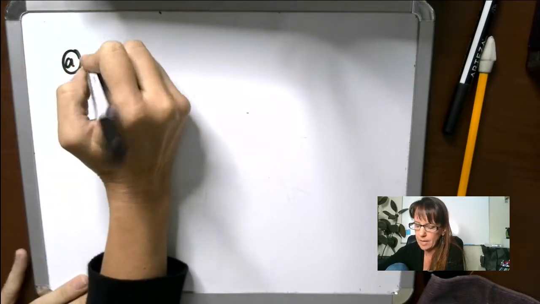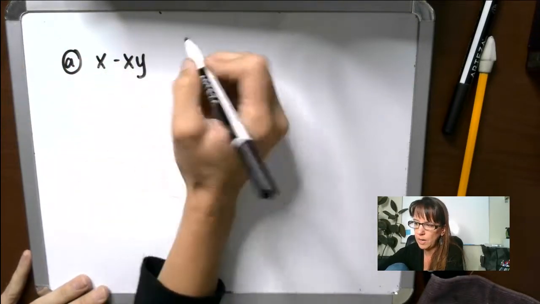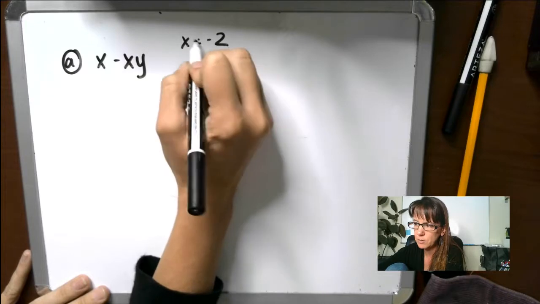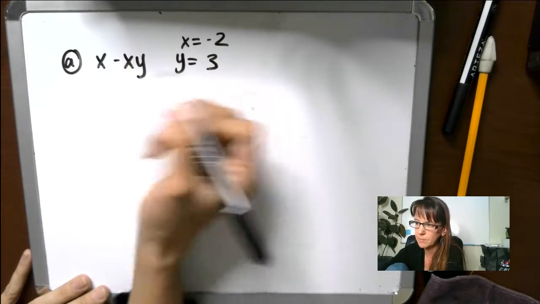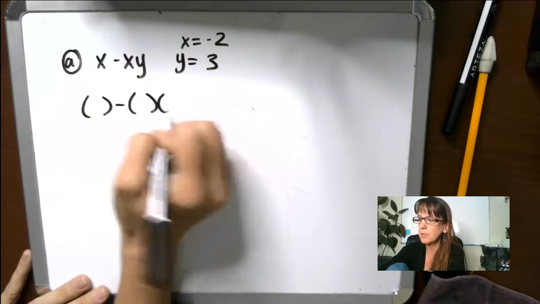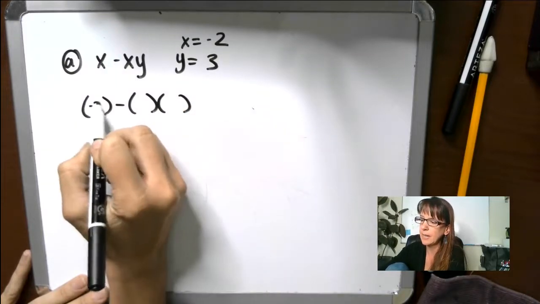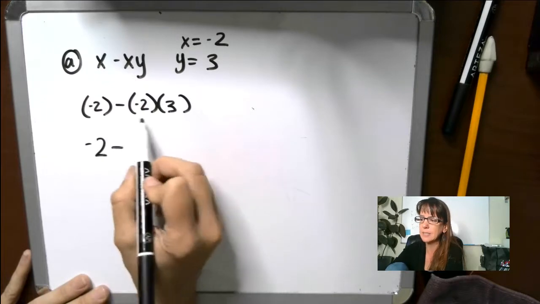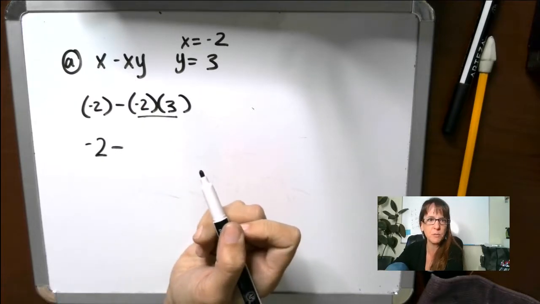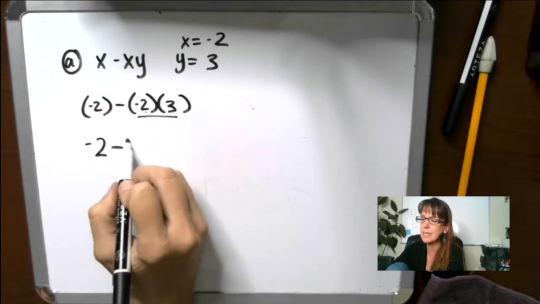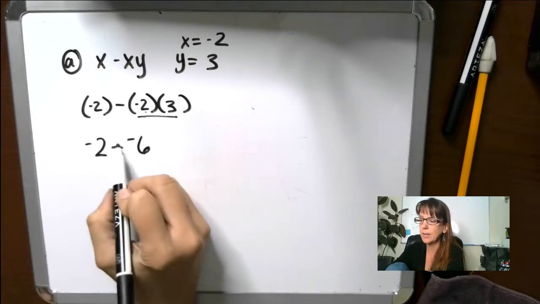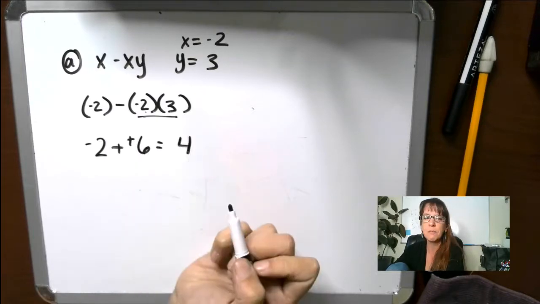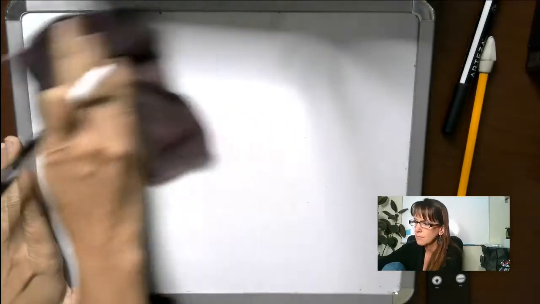All right, so A, x minus xy, if x equals -2, whoops, y equals 3. So we've got parentheses minus parentheses, parentheses. Let's plug in -2, -2, 3. -2 minus negative, and we want to do multiplication first. -2 times 3 is -6. Go ahead and add the opposite, and you should have gotten 4 for your answer. Let's look at B.